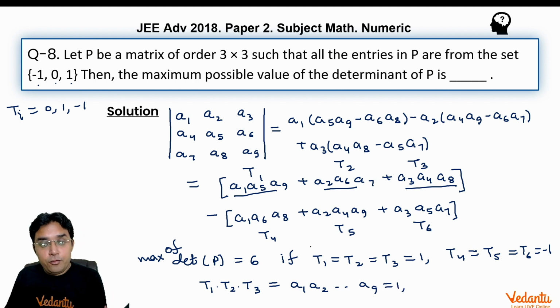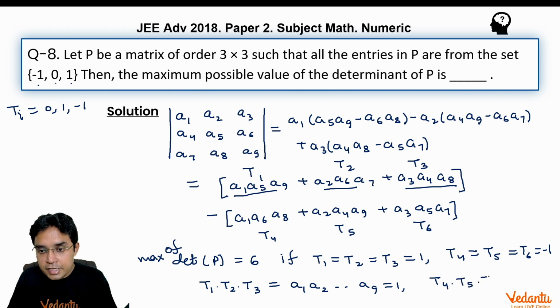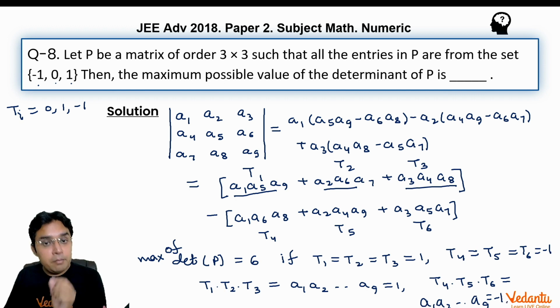Whereas T4, T5, T6 are also having all 9 elements such that every element is occurring exactly once. So if I multiply T4 with T5 with T6, again we are getting all the terms A1, A2 up to A9 and this will be equal to -1. Okay, I hope you are getting my point.